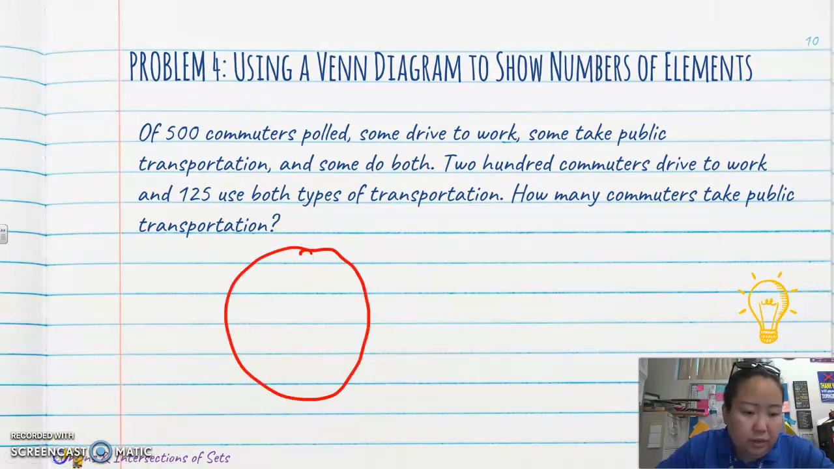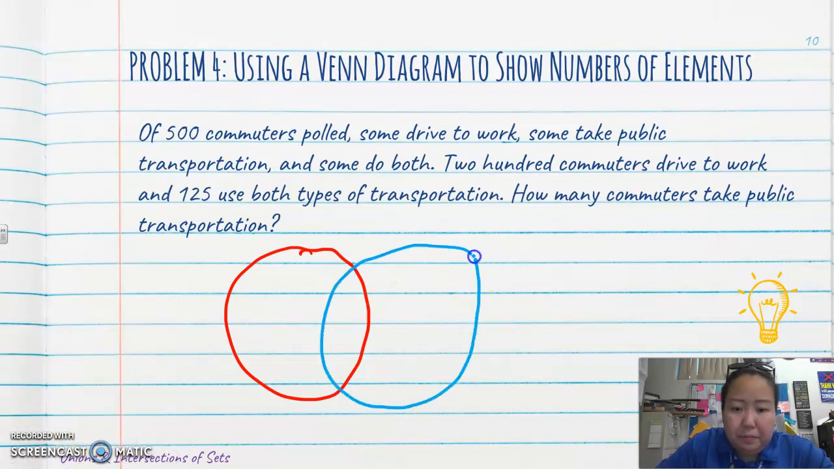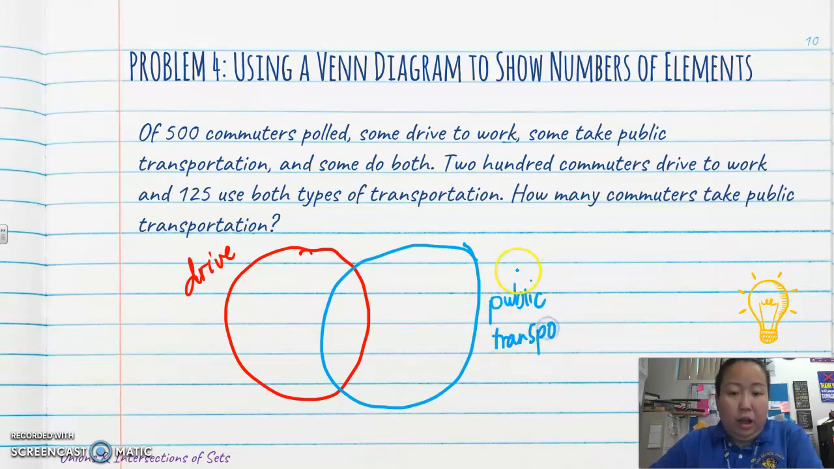Okay, and then let's have a different color one. Okay, so we can have red as the group that drives, okay, and then the blue one is the one that uses public transport, okay. All right, so there are a total of 500 commuters, okay.